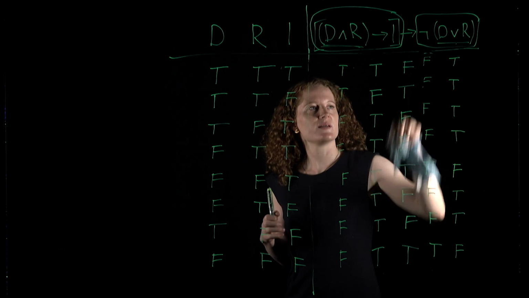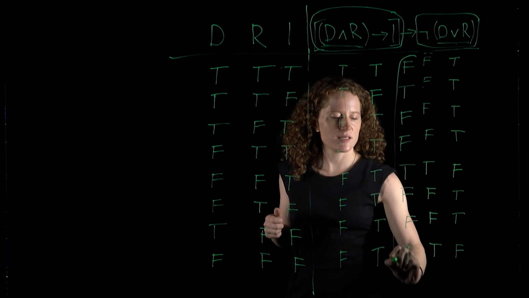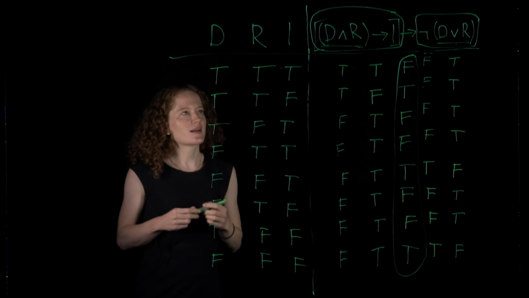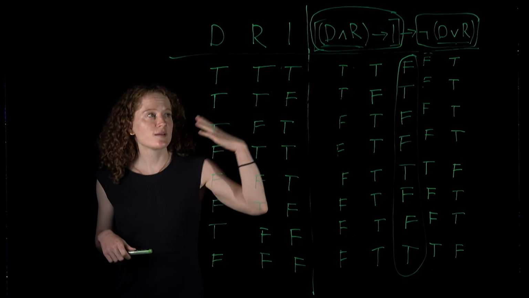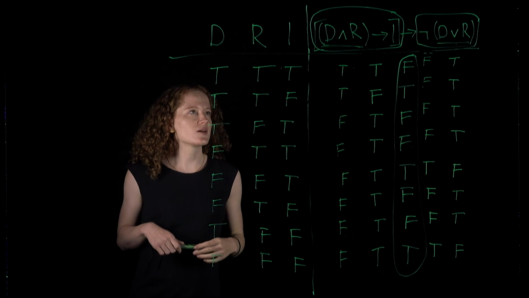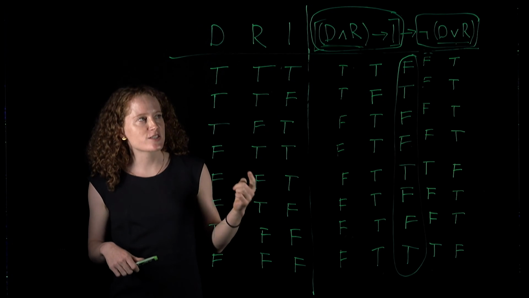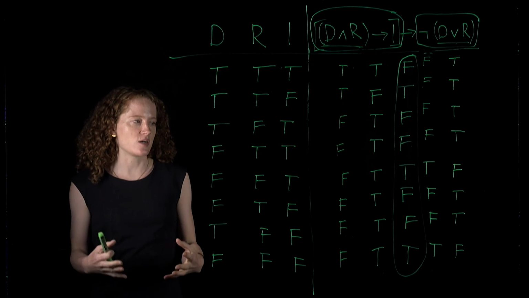So this completes our truth table. Our main connective is this conditional here. And in the column under this main connective, we can read off the possible truth values of our sentence as a function of the possible truth values of the constituent atomic sentences.